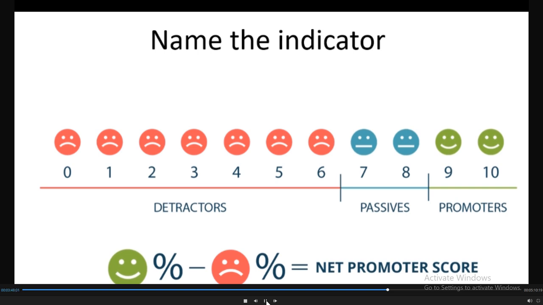The fifth element involves naming the key performance indicator. In this case, the name of the key performance indicator would be Net Promoter Score. Net Promoter Score is a widely used market research metric that typically takes the form of a single survey question asking respondents to rate the likelihood that they would recommend a company, product, or service to a friend or colleague. This could also be called word of mouth.